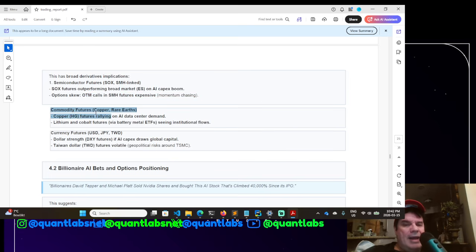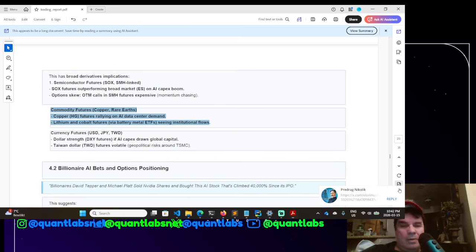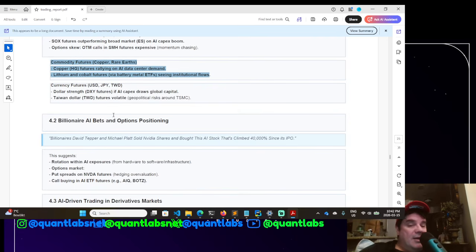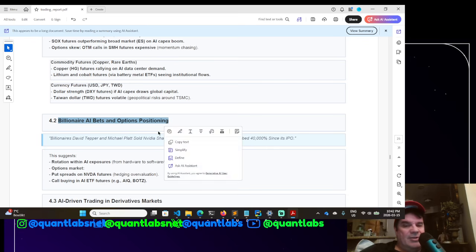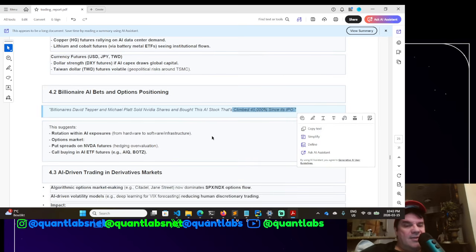We'll leave it at that. And how it will impact other elements: rare earth, copper, lithium, cobalt, and the like. So you can see here what the billionaires are doing. Here's a quote for David Tepper and Michael Platt: sold Nvidia shares, bought the AI stock that has climbed 40,000% since its IPO.